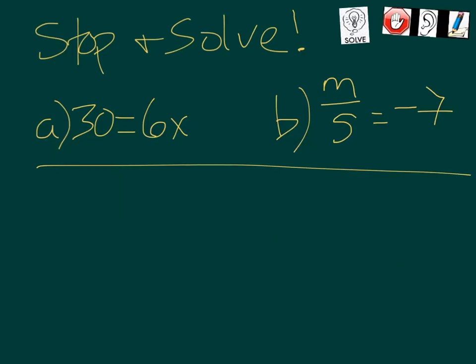We're going to do a quick check-in to stop and solve. You have a multiplication problem here that you need to solve for what x equals. And you have a division problem over here, m divided by 5, that says m divided by 5 equals negative 7. So your job is to figure out what x equals and what m equals. Go ahead and click play when you are ready to check, and then we can move forward.